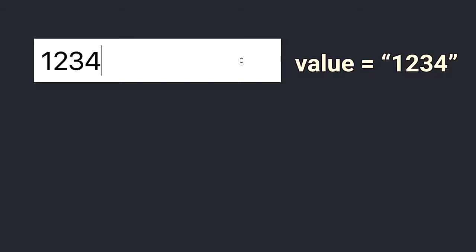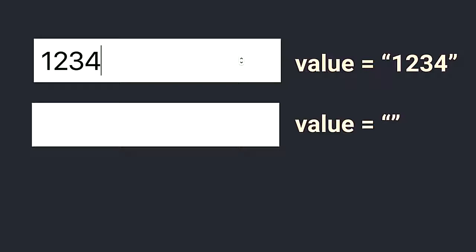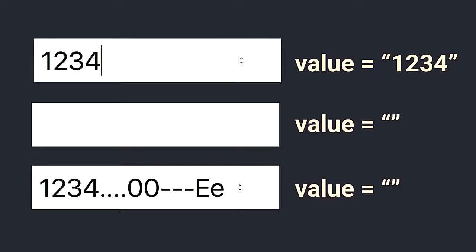So input type equals number. It's kind of a good element, because in theory, it lets you validate what you type in it. So it lets you type in digits and a period for decimals, and the negative sign and E for exponents. So it doesn't let me type in Monica or emoji, which is great, I guess. So if I type in 1, 2, 3, 4, the internal value of the input is 1, 2, 3, 4. If I type in nothing, the value is nothing. And if I type in junk, the value is nothing.